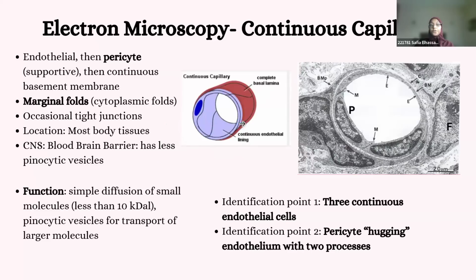And that's because of a few important features that we're going to talk about. So the first one is the endothelial cells, the fact that they are continuous, so there are no gaps in between them that can allow for anything to get out. The second one is these pericytes. So pericytes are supportive cells that kind of hug the endothelium, and they also help in preventing things from leaking out of the capillary. Continuous capillaries also show something called marginal folds. So marginal folds, these are just cytoplasmic folds, and these are another identification point for continuous capillaries. And the function of them is the simple diffusion of small molecules, because it doesn't leak, so it doesn't allow big molecules to come out.